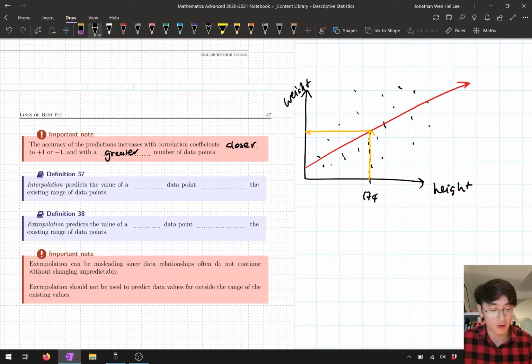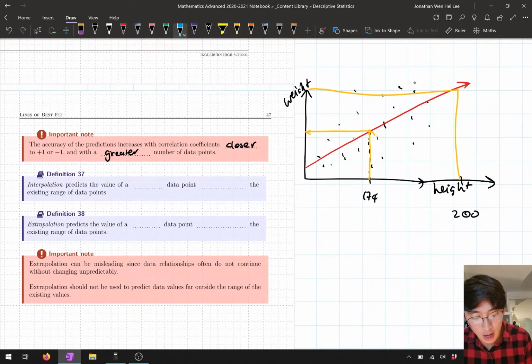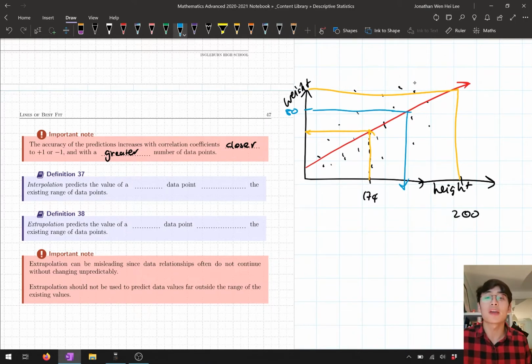Or if someone is much taller, so let's say over here, I have someone who's 2 meters tall. What should I expect their weight to be? It also works in the opposite direction. If I say there's someone who is 80 kilograms, what should I expect their height to be? And so that's how we can actually use this least squares regression line.